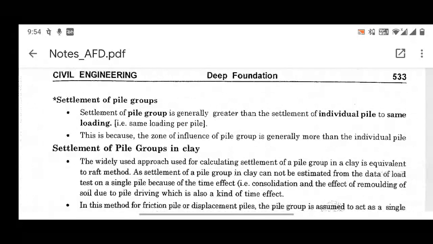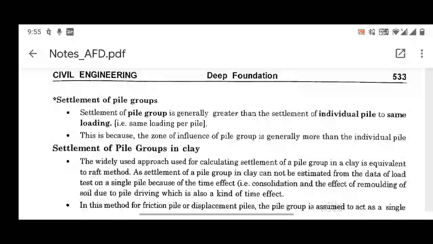Now another topic is the settlement of pile groups. We have read how to compute the ultimate load capacity of an individual pile, and how to compute the ultimate load capacity of piles in a group. Now this is another topic, the settlement of pile group. It is the same topic, in which we have the concept of settlement.